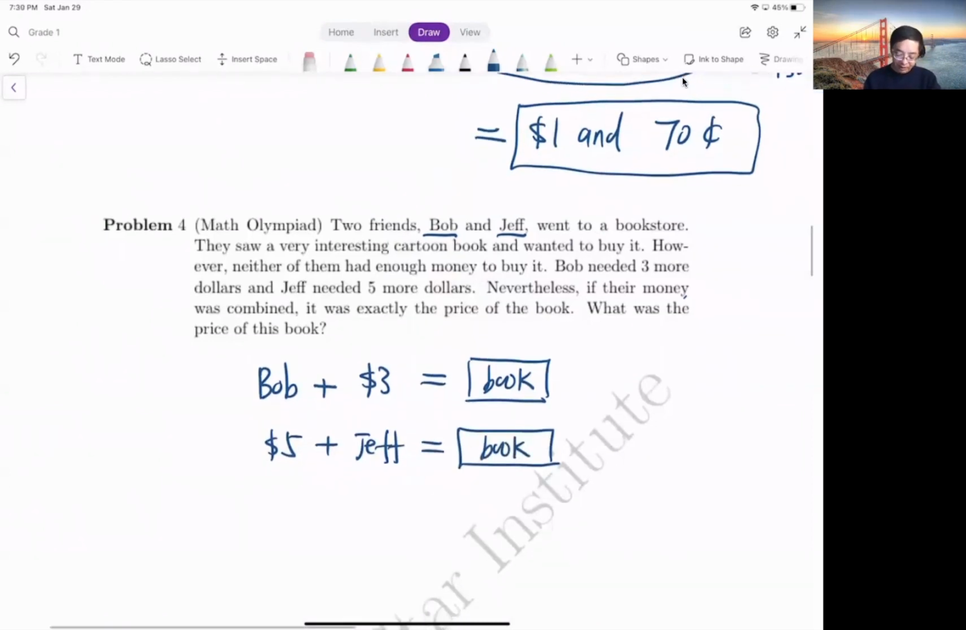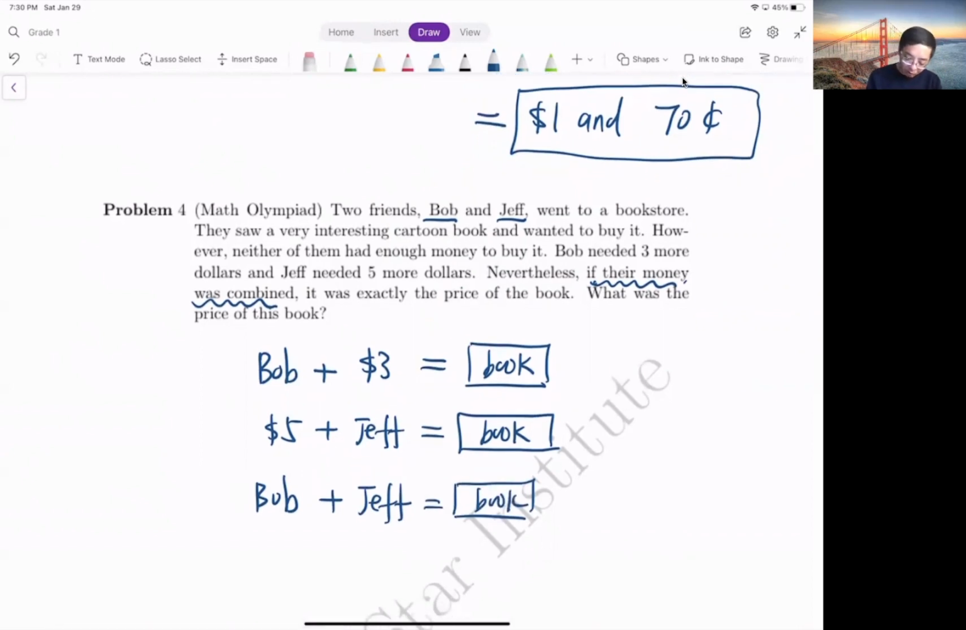So the same book. And it also tells us that if their money was combined, that means the money of Bob plus the money of Jeff together is also the price of this book. And the question is, what is the price of the book? It's the same book. Now, the point is this.